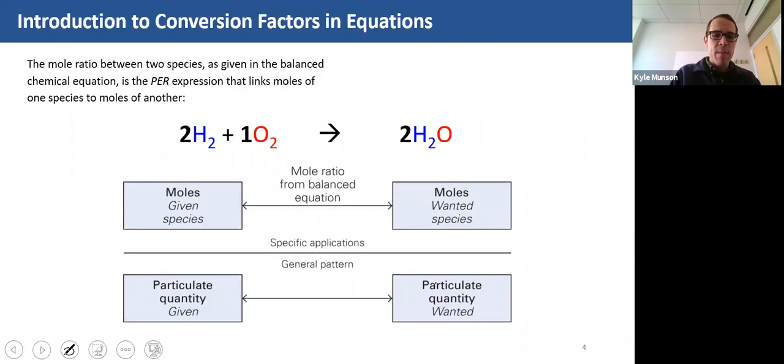For example, there's 2 moles of hydrogen for every 1 mole of oxygen. That's something I already said. So just like there's 7 days in a week, in this case, there's 2 hydrogens for every 1 oxygen, okay? It's a conversion factor. So that's how we can go from moles of one substance to moles of another substance.